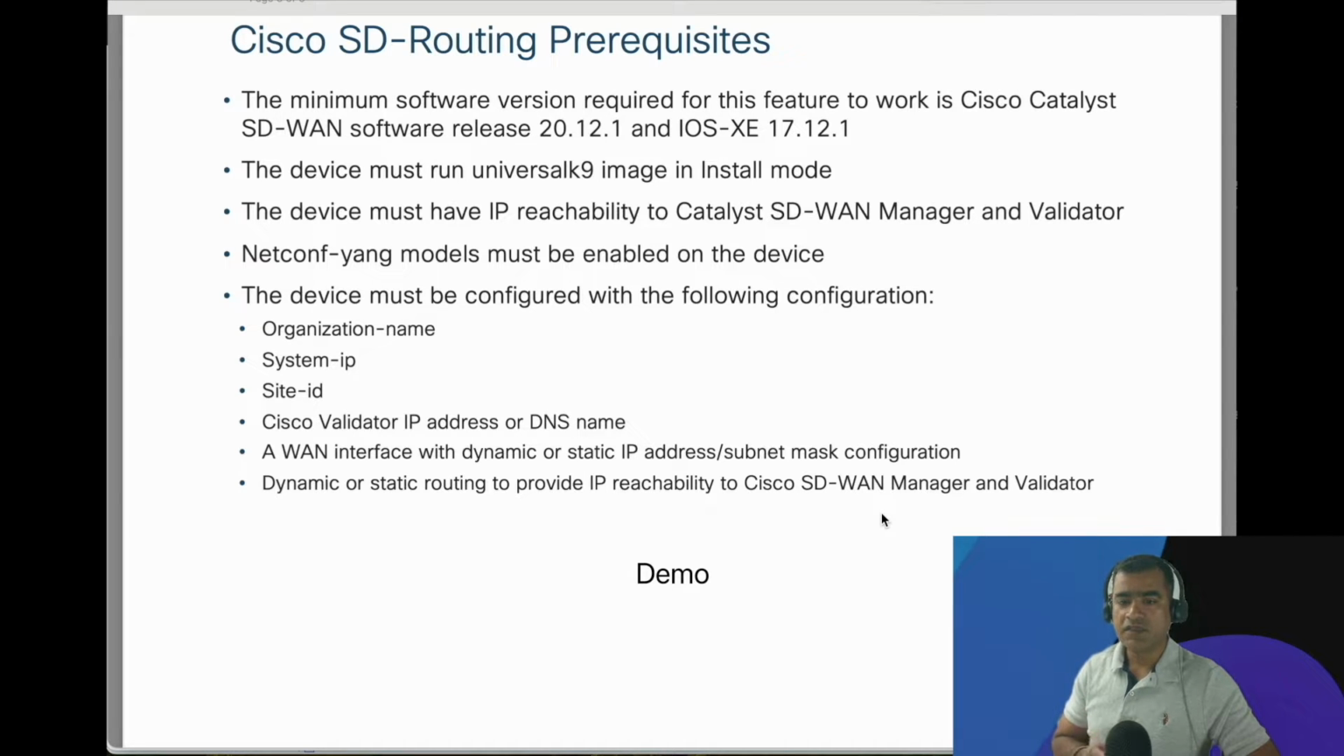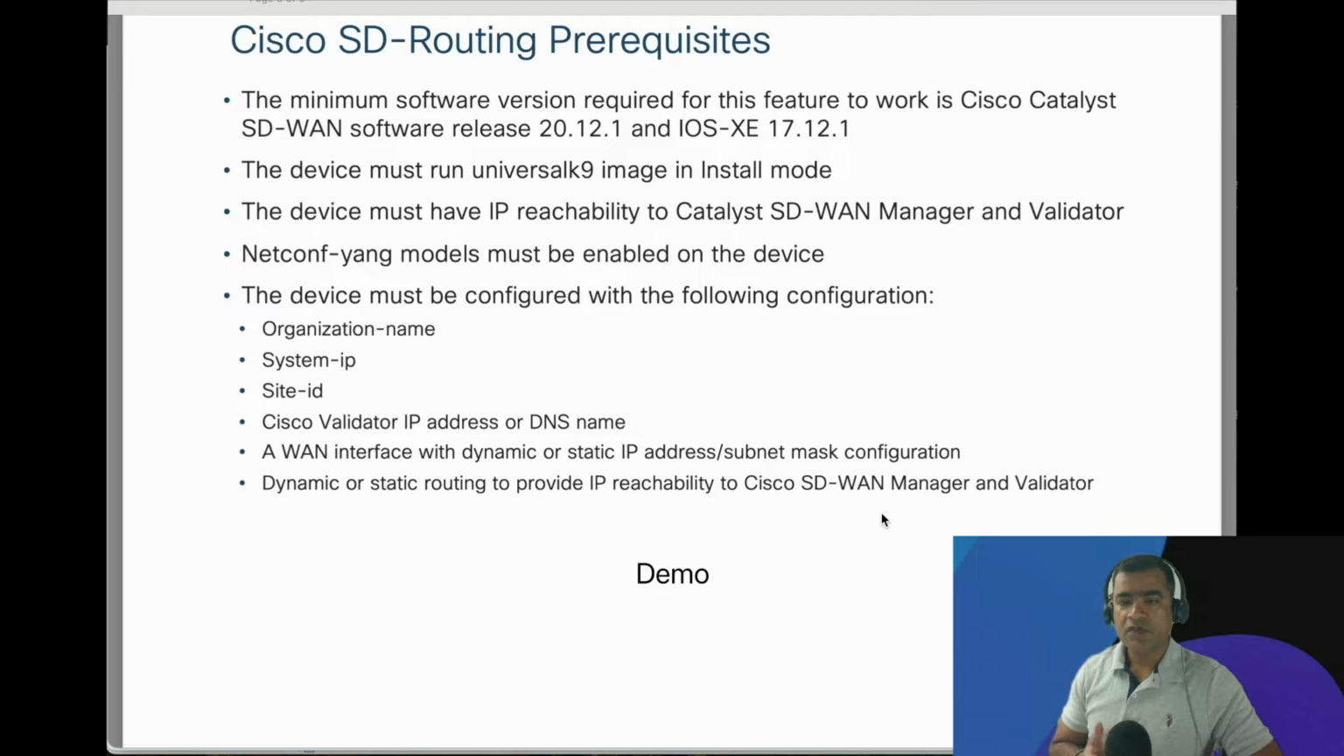Otherwise, if you're not in install mode but you are in 17.12, interestingly, when you go to CLI and do the command conf t, sd-routing, you won't see this feature available. It is not available until you are in install mode. And then obviously the device must have IP reachability to SD-WAN Manager and validator, of course, because you need to create a TLS tunnel.